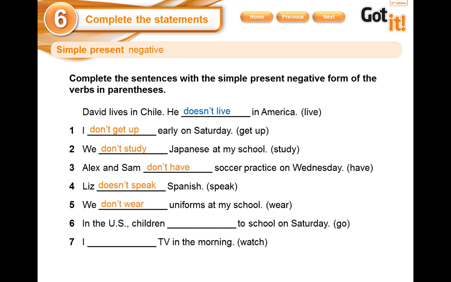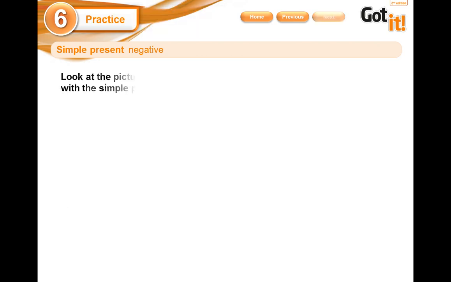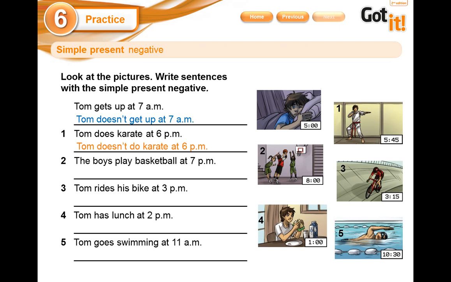In the US, children, cuidado, sustantivo plural. Si cambiamos a pronombre sería they. Children don't go to school on Saturday. I don't watch TV in the morning. Look at examples here. Dice que todo esto es mentira. Look at the pictures, write a simple person negative. All is a fake. Todo es mentira. Tom doesn't do karate at 6.